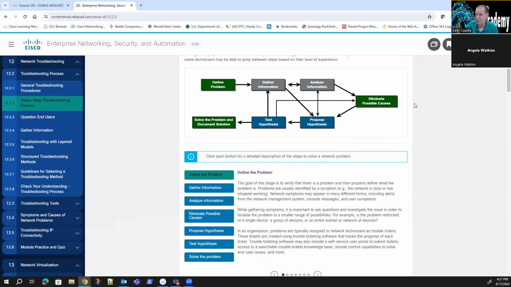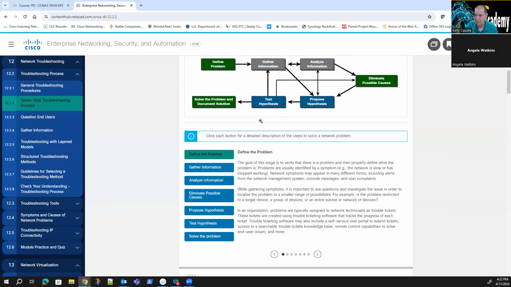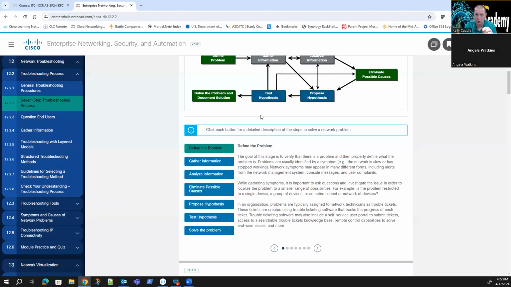And if that's the case, then you have to go in here and analyze the information, eliminate the possible causes. Could this be a cable issue? Could it be a NIC issue? Could it be an issue with network traffic? And then you go in and test the hypothesis. If it works and it fixes it, you solve the problem. If it doesn't fix it, again, the most important thing is undo what you did and then try something different.